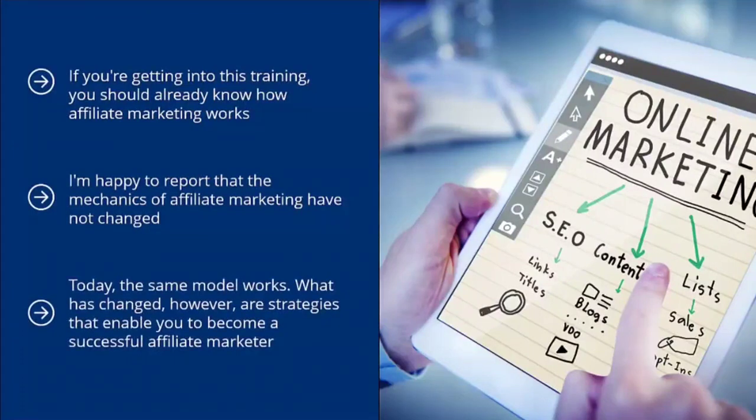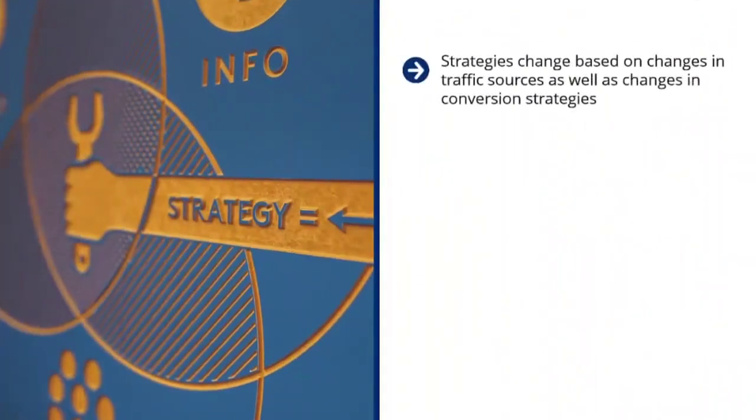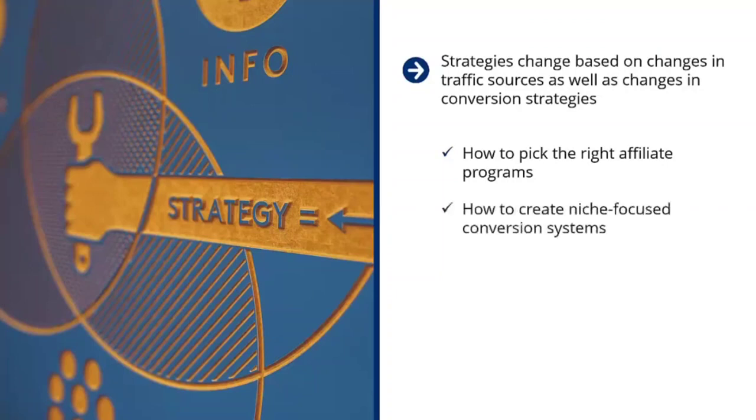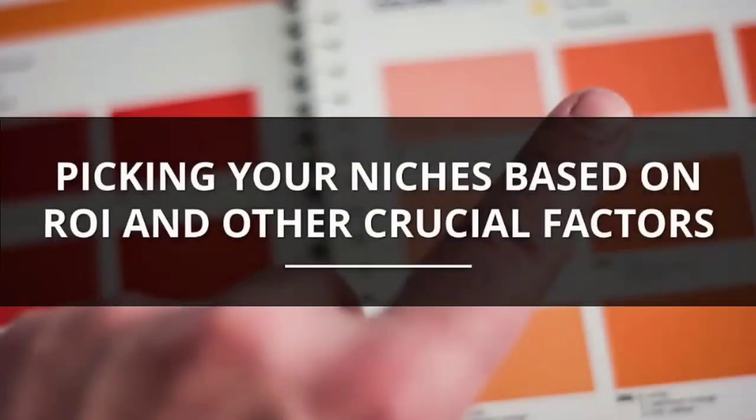What has changed, however, are strategies that enable you to become a successful affiliate marketer. You have to use modern affiliate marketing strategies. Strategies change based on changes in traffic sources as well as changes in conversion strategies. This training teaches you critical affiliate marketing strategies involving the following key decisions: how to pick the right affiliate programs, how to create niche-focused conversion systems, how to drive traffic to your conversion system, how to fine-tune and scale up your system.